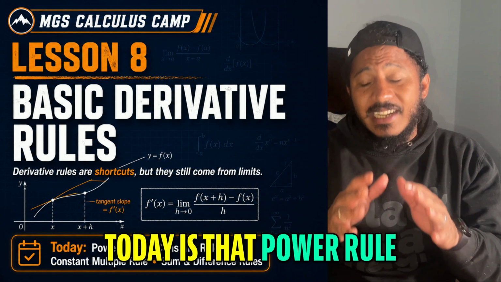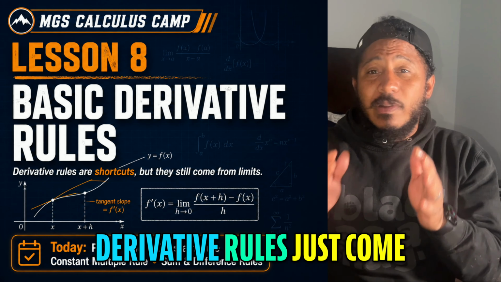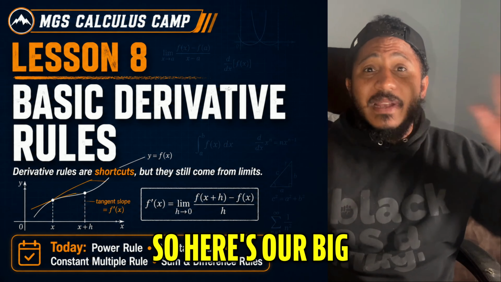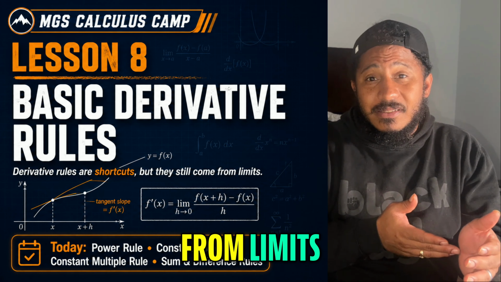Now, the big rule for today is the power rule, okay? And once you understand that power rule, then some other basic derivative rules just come a lot easier. So here's our big idea for today. Derivative rules are shortcuts, but they still come from limits. All right, let's try it.